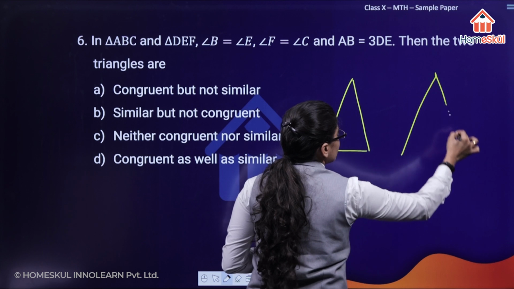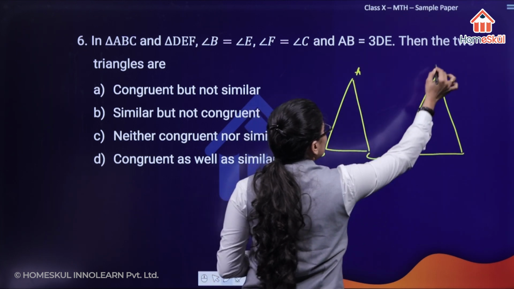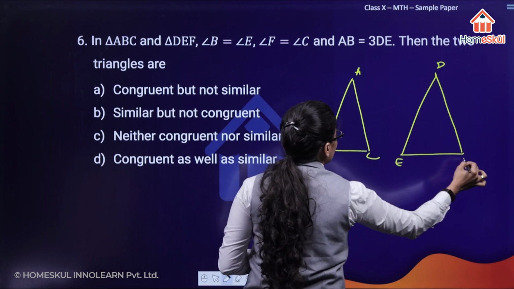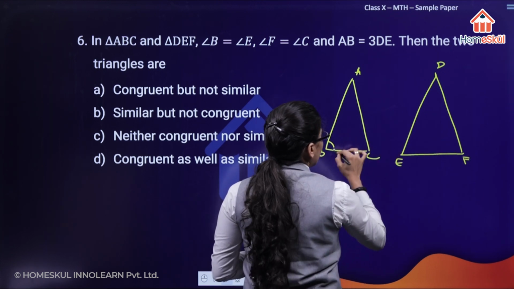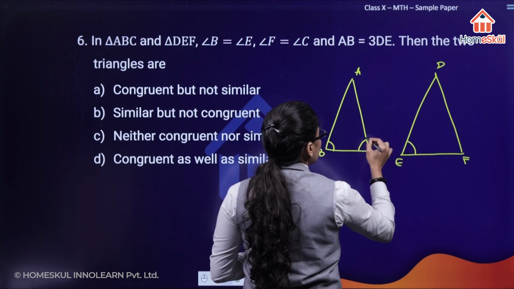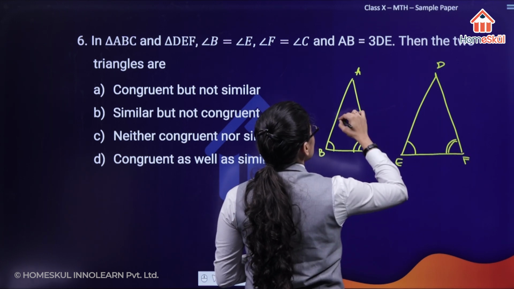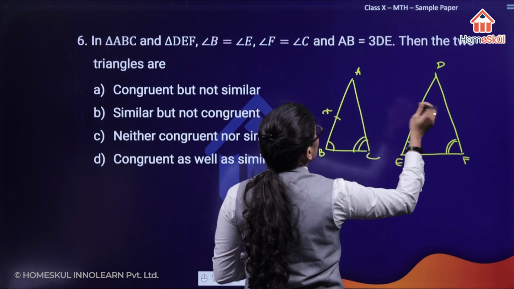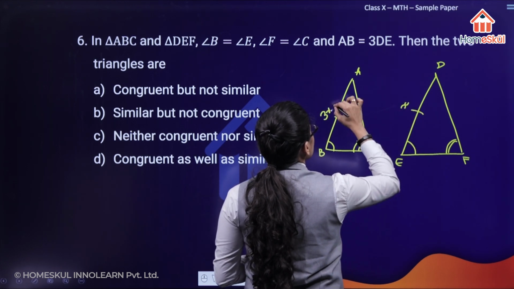Here, what they are telling, we are having two triangles, triangle ABC and triangle DEF. In this case, angle B is equal to angle E, and angle F is equal to angle C, and if DE is X, then AB is equal to 3 times X, isn't it?